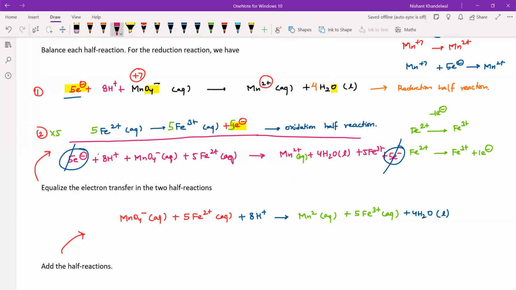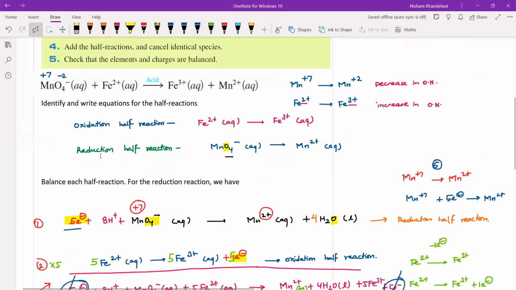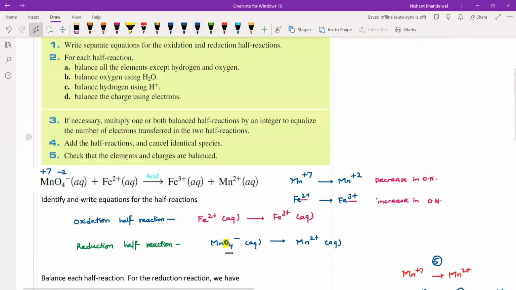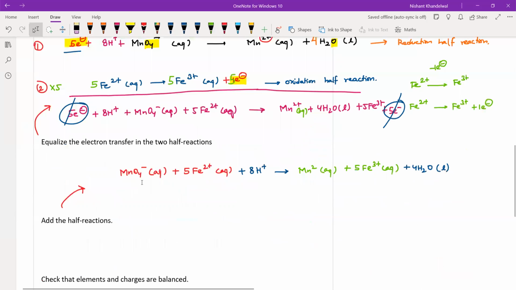Now we can say this is the balanced chemical equation for the given reaction. How can we check whether we have done it right or wrong? We can follow the fifth step: check that the elements and charge are balanced. Now see here, in MnO4 minus the charge is minus 1. In 5 Fe2 plus it is 5 multiplied by plus 2, so plus 10. Here it is 8 multiplied by plus 1, so plus 8. So the net charge here is plus 17. You can do the silly mathematics.